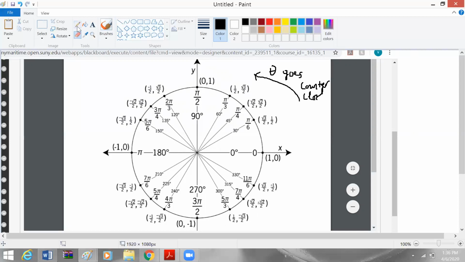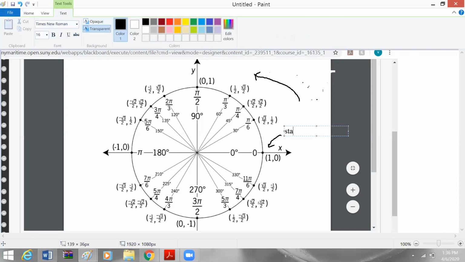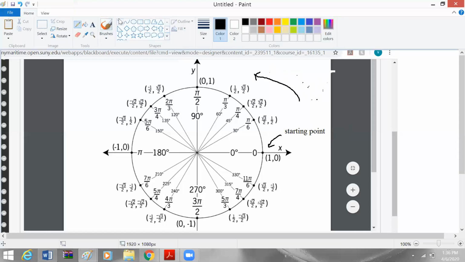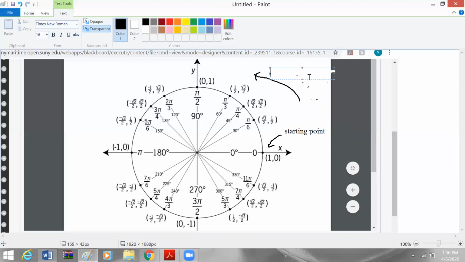Okay, let me just rewrite this part. So the theta basically started at x equal to 1, y equal to 0, and then let's go all the way in this case. So the starting point should be this part. We can literally check. So this is the starting point. Let me just rewrite this. And this part, we can check that the data is going counterclockwise.